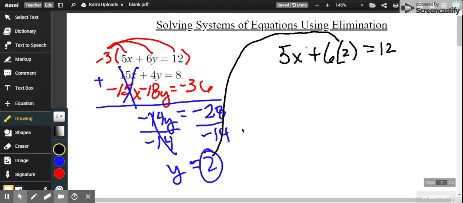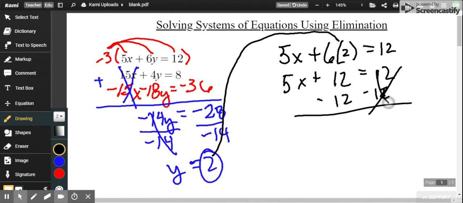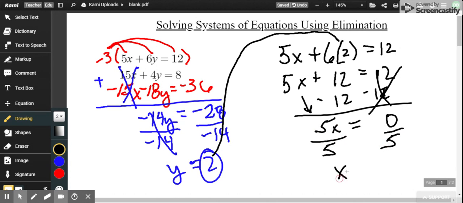All right, and so I have a 5x. I need to get this by itself. So how do I get a 5x by itself? I need to get rid of everything else. First thing I need to do is take care of this parentheses. So what's 6 times 2? It's 12, and I can bring everything else down. Next, I need 5x by itself, so I need to get rid of the plus 12. So I'm going to subtract 12 from both sides. Those are going to cancel. I'm left with 0 equals 5x. Divide by 5, so x is going to be 0.